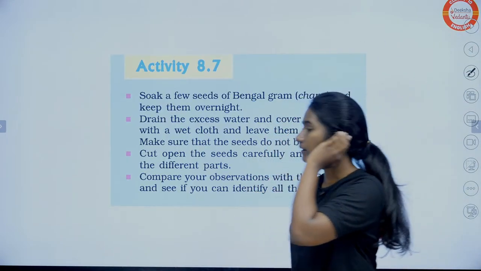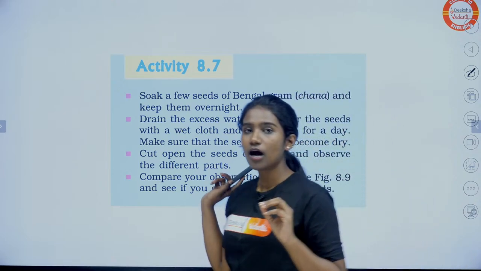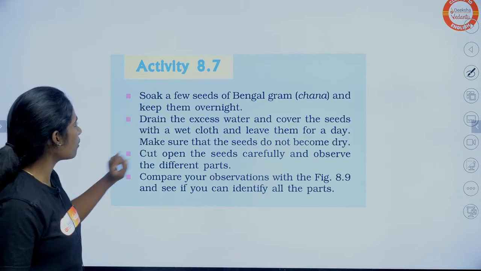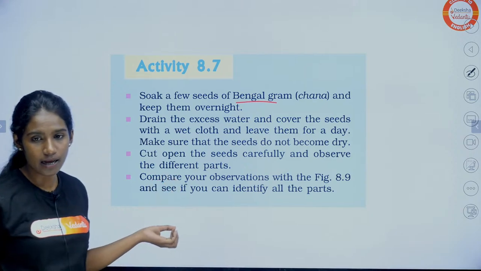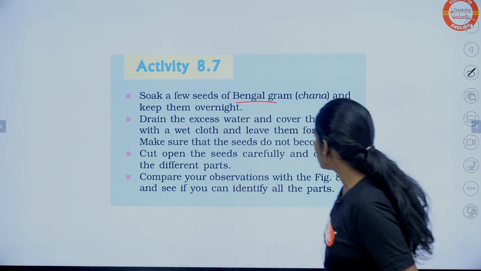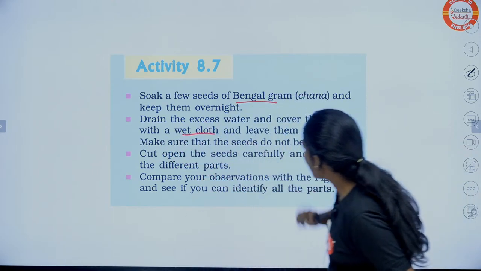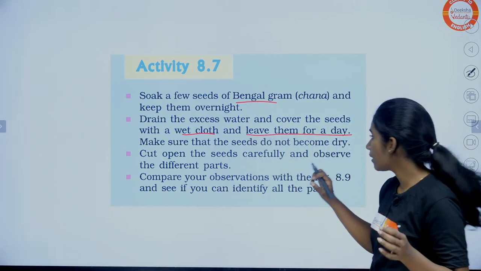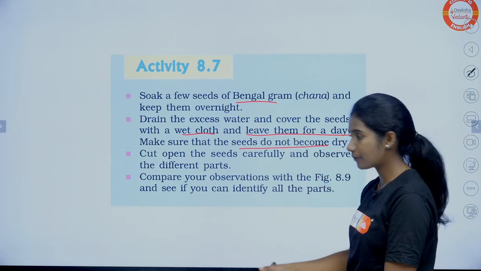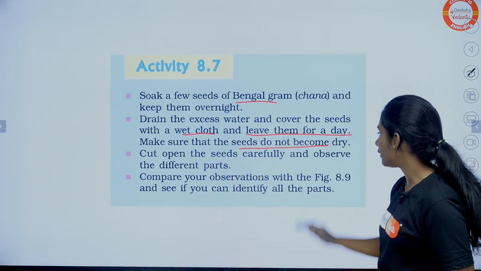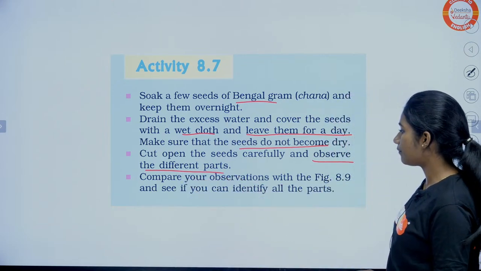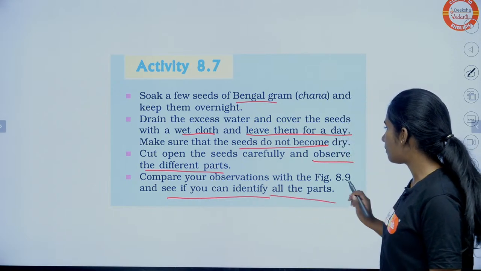Okay. So, I guess this is the last activity from this chapter, How Do Organisms Reproduce? Now this activity says to soak a few seeds of Bengal gram, nothing but channa, and keep them overnight. Then drain the excess water and cover the seeds with a wet cloth and leave them for a day. Make sure that the seeds do not become dry. Fine, you are letting it sprout. Cut open the seed carefully and observe the different parts. Compare your observation with the figure and see if you can identify all the parts.